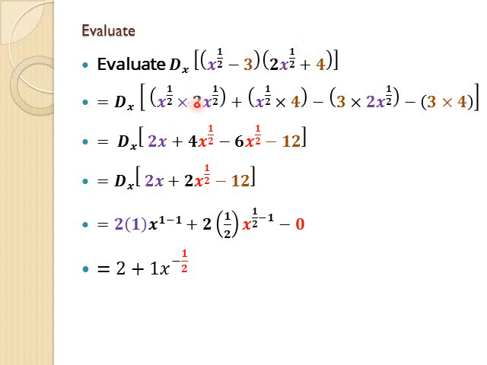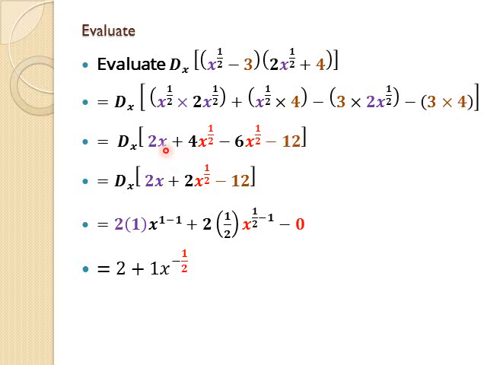So that 2 times 1 stays 2. x^(1/2) times x^(1/2), half plus half gives me 1. Remember, when the bases are the same, we add the exponents. There, 4 times 1 stays 4, x to the power half. Then negative 3 times 2 becomes negative 6, x to the power half. And minus 3 times 4, negative 12.